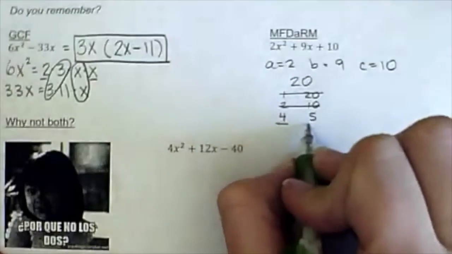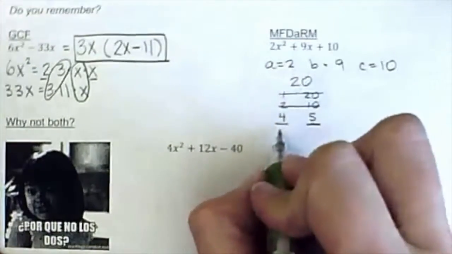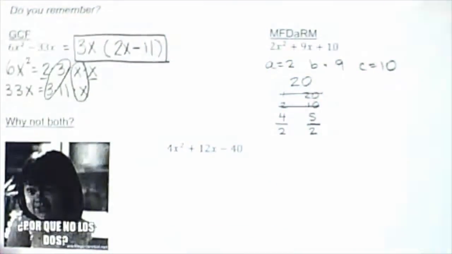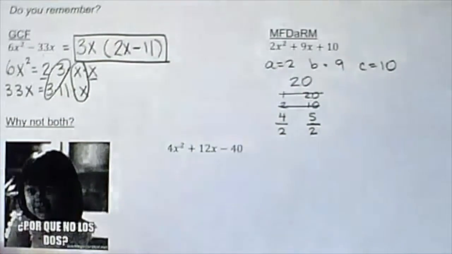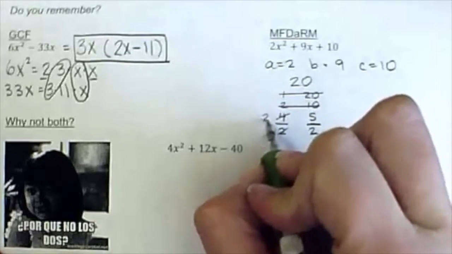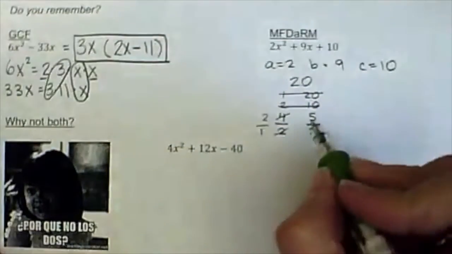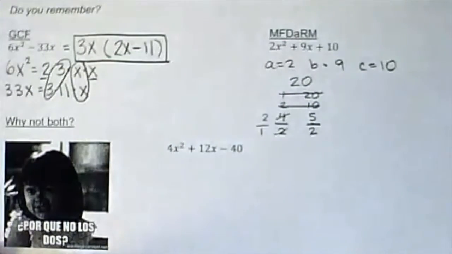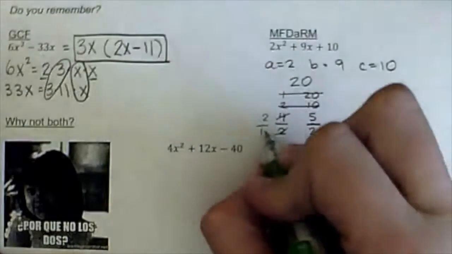Once I find my factors, I'm going to divide by my a value, which is 2 in this case. Be very careful that you don't just use 1 every time. You need to pay attention to what a actually says. Then I can reduce when possible. In this case, I can reduce 4 over 2 to 2 over 1. The other one I cannot.